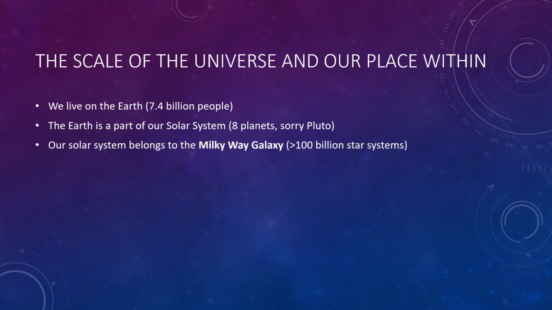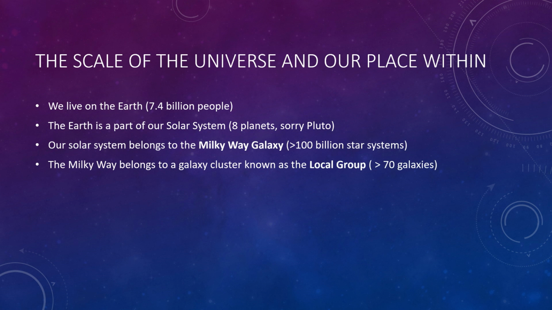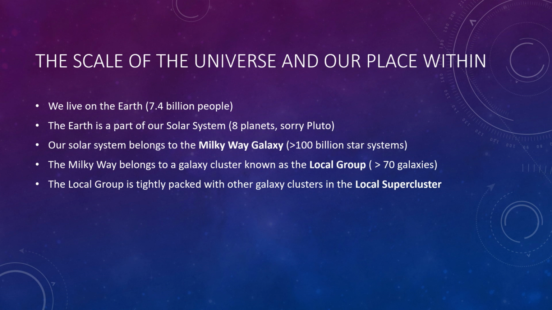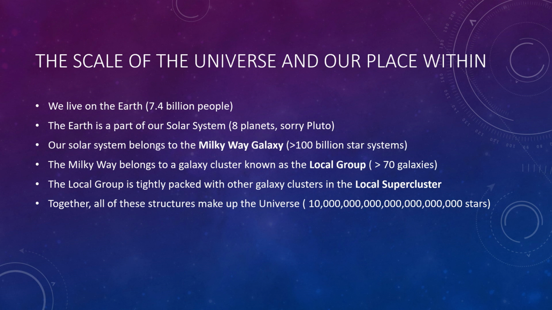Our solar system belongs to the Milky Way galaxy, which has at least 100 billion star systems in it. Our galaxy belongs to a cluster of galaxies called the local group, which consists of about 70 or so galaxies nearby. The local group happens to be tightly packed in with a larger cluster of galaxy clusters called the local supercluster. Together, all of those superclusters that are out there make up the universe with roughly a septillion or 10 septillion stars.